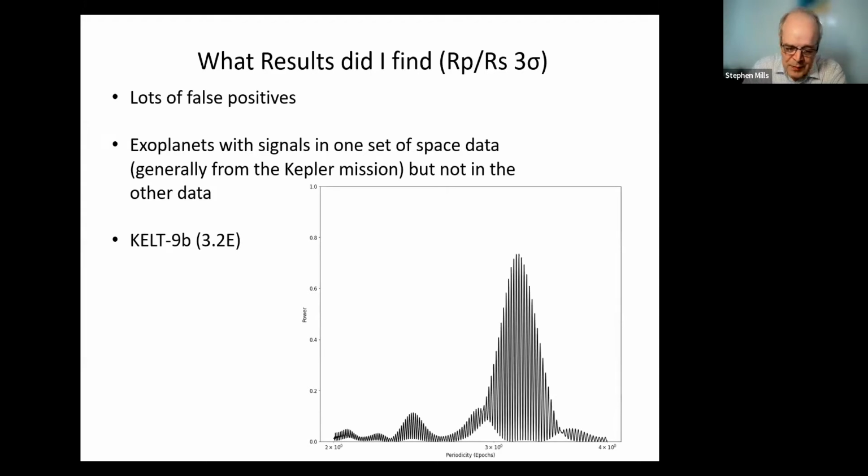But then Kelp 9b came up again, with a variation in RP over RS with a periodicity of 3.2 epochs, i.e. exactly the same periodicity as in the TTVs. And that graph there is the periodogram for that. It has an interesting sawtooth effect, but that comes from interference from two sets of data.